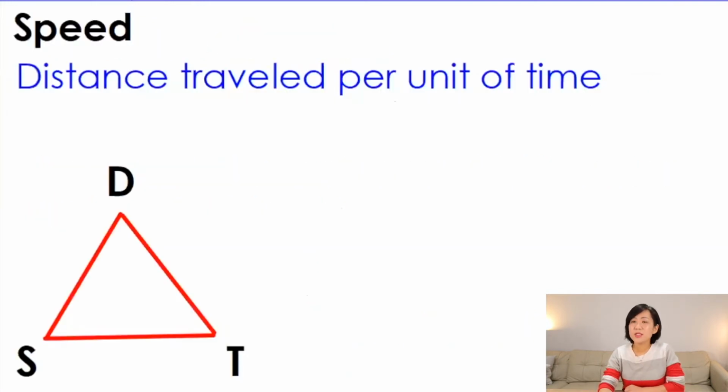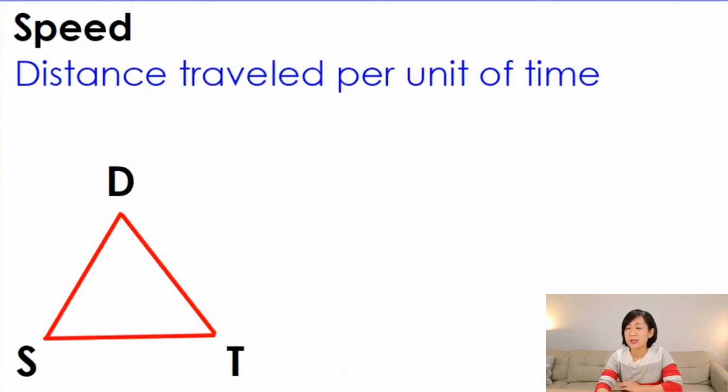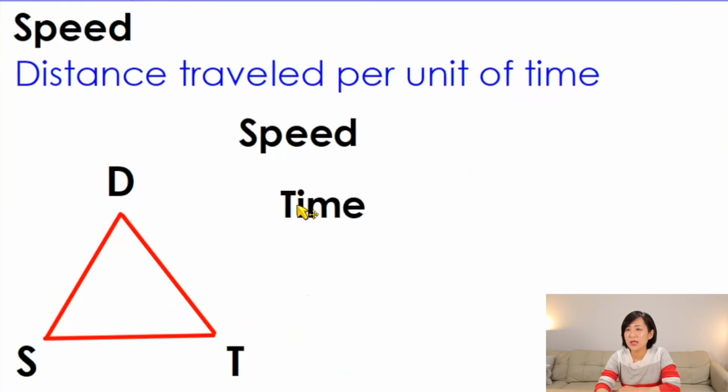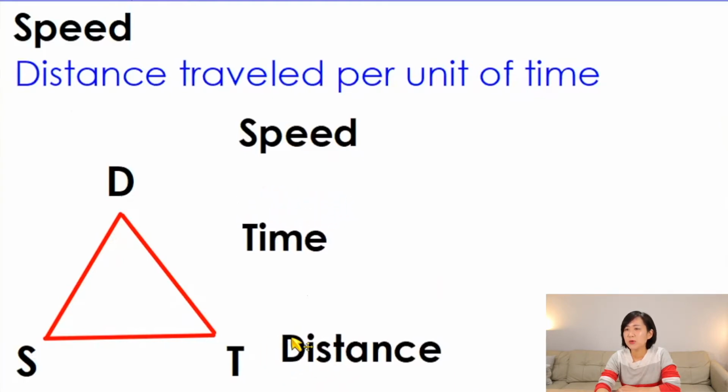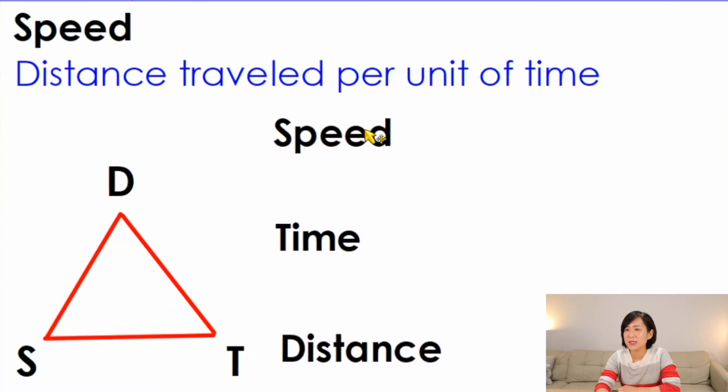So, as we know, speed is the distance traveled per unit of time. Now we can see that speed consists of three parts. S stands for speed, T stands for time, and D stands for distance. Now I'm going to talk about how to calculate speed, time and distance. So have a look at this triangle. I'm going to call this the DTS triangle.